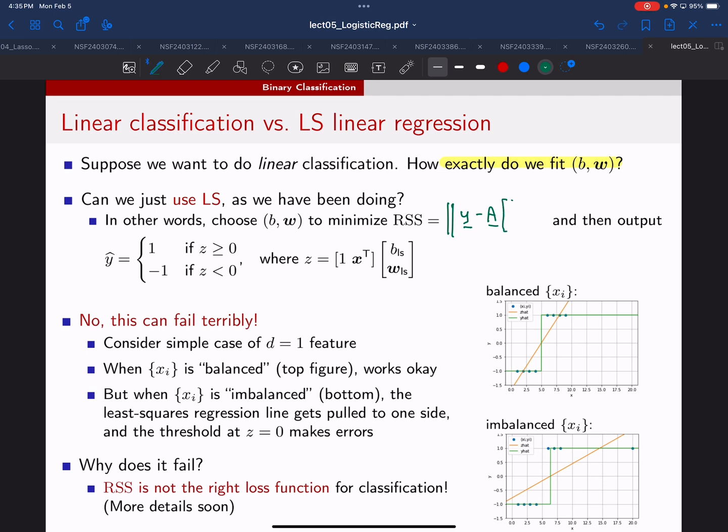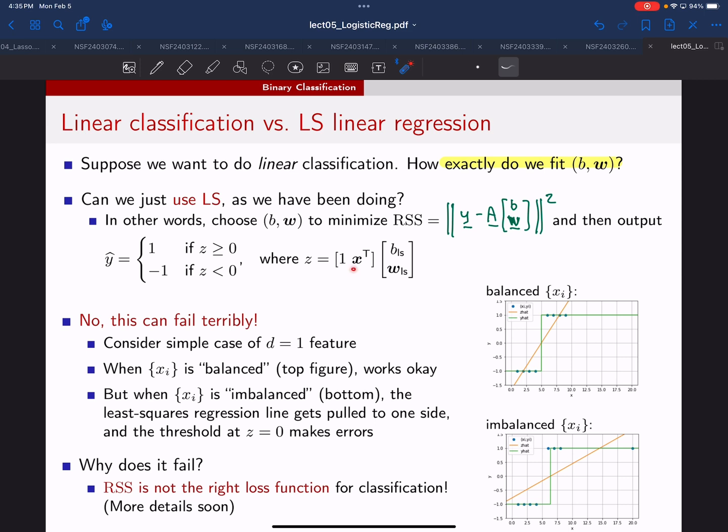And then we make a vector of the intercept stacked on top of the slopes, W. And we minimize that Euclidean norm. So that's our RSS. We know how to do that, we can definitely do that, just plugging in these binary targets now. Once we're done, we have to do something a little bit different. Once we're done, we know those values, B and W. Let's call them B least squares, W least squares.